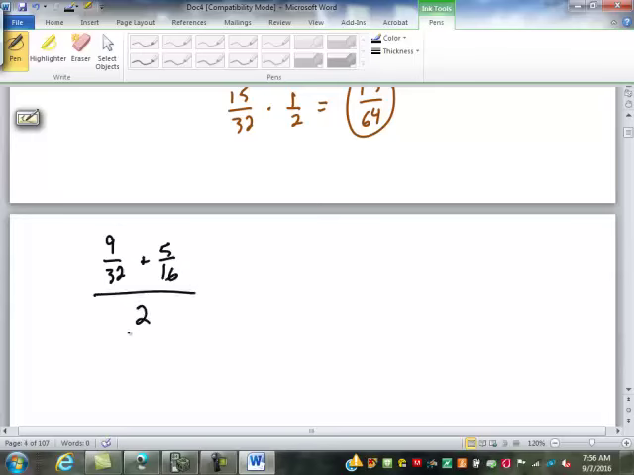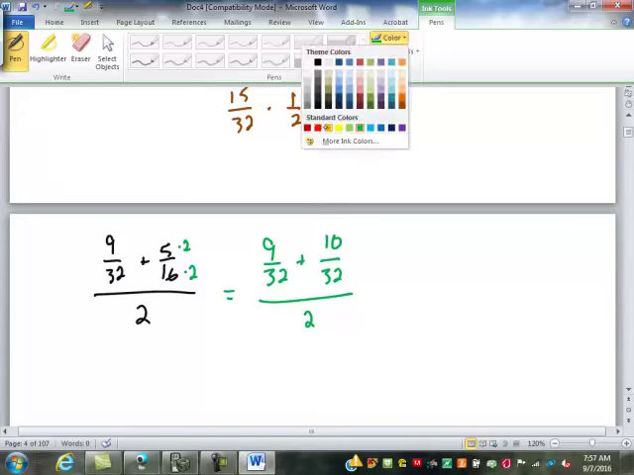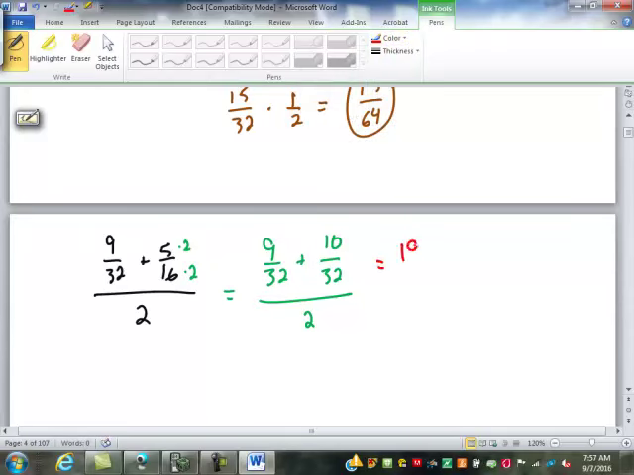So average them together. 9/32 plus 5/16 divided by 2. My common denominator will be 32. So the 9/32 doesn't change. To turn 16ths into 32nds, I had to multiply by 2. So 5 times 2 is 10. 9 plus 10 is 19/32, divided by 2. Now I'm going to show you a trick. We know that dividing by 2 is just going to be times 1/2, right? So that's just 19/64. What do you think?